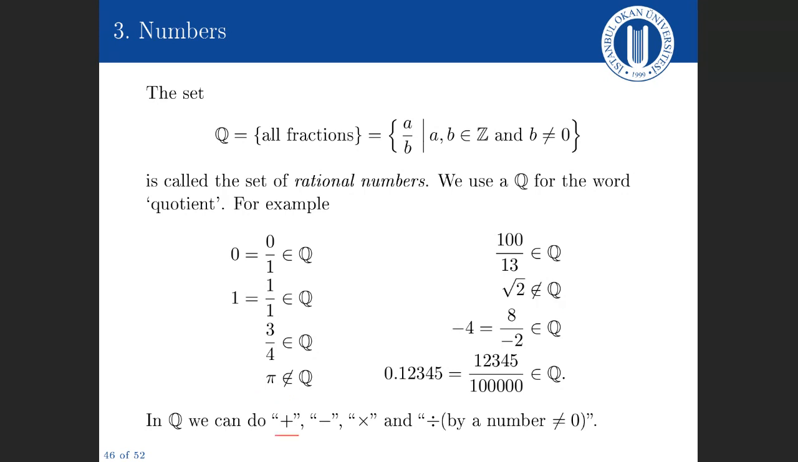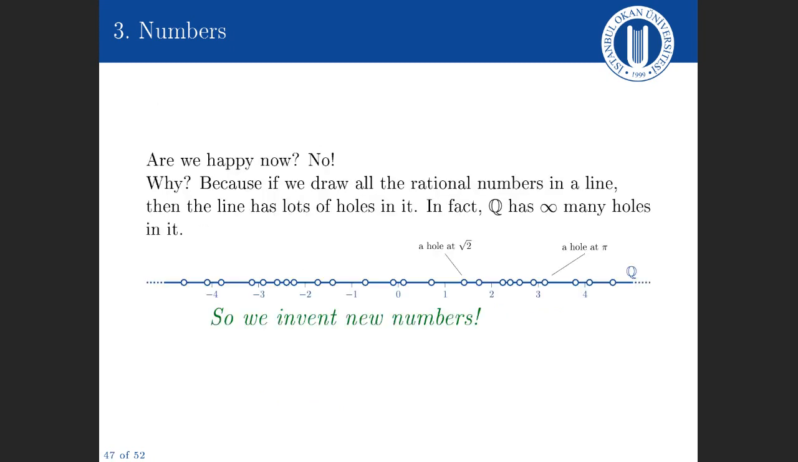What can we do in Q? We can do addition, we can do subtraction, we can do multiplication, and we can do division, as long as we're dividing by a number which is not 0. So you might ask, are we happy now? Do we have enough numbers to be able to do mathematics? And the answer is no. Why are we not happy?